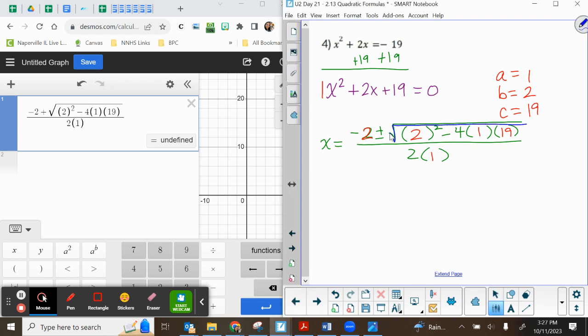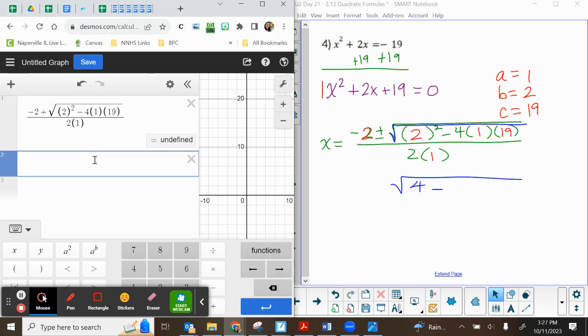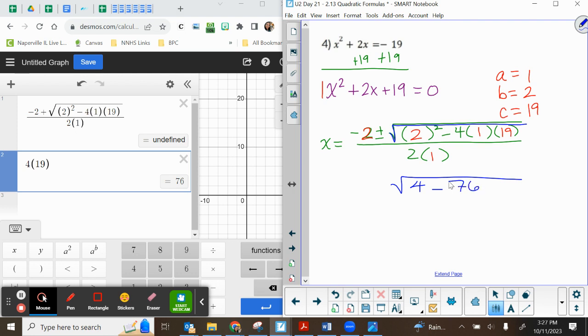I'm going to figure that out, and you can certainly use Desmos to help you. I know 2 squared is 4, and then 4 times 19. If I'm not sure what 4 times 19 is, I can come in here and say, what's 4 times 19? Okay, 76. So that part is 4 minus 76. This part stays the same. And 4 minus 76 is negative 72.